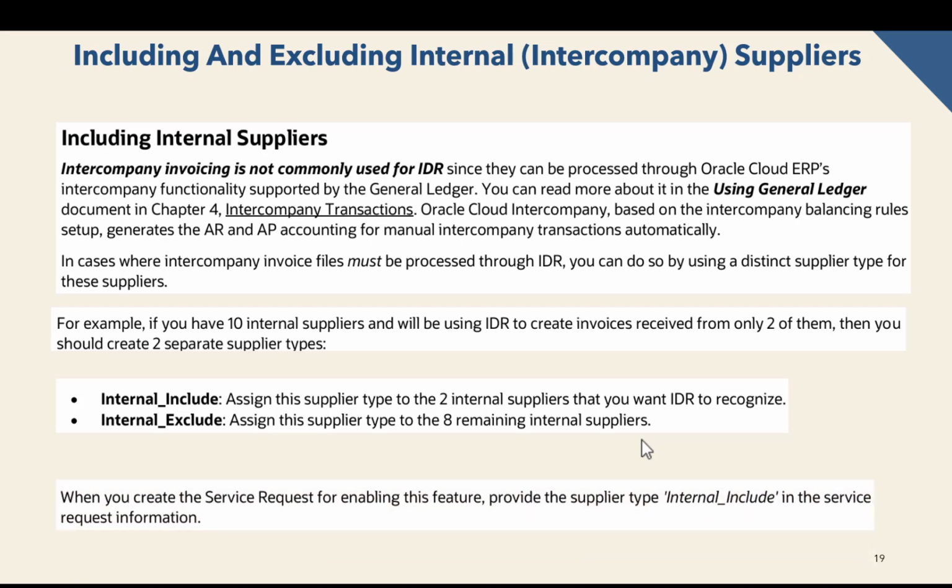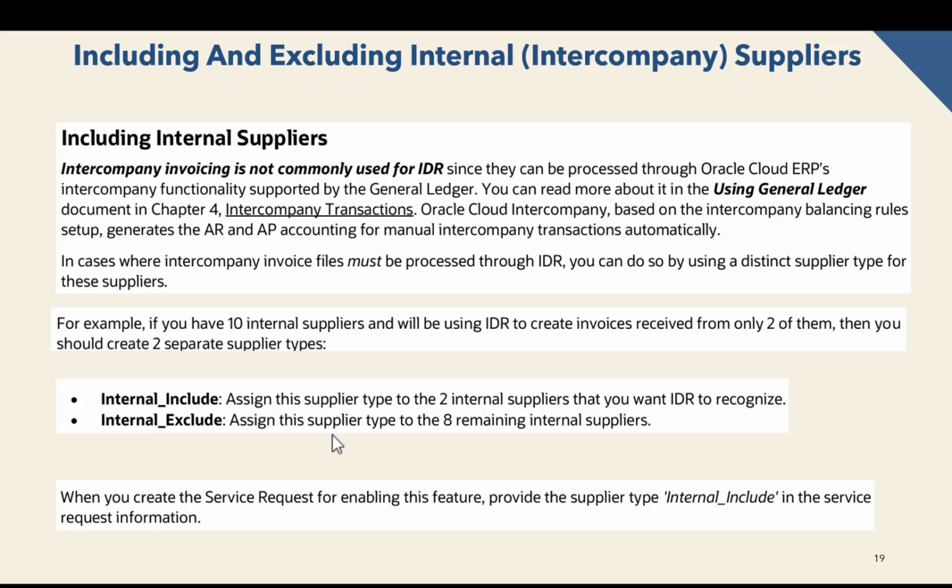When you create a service request for enabling these features, you will provide the supplier type, internal include, in the service request information. Again, if you have, for example, 2 types of suppliers, you need to include some of them and exclude some of them.